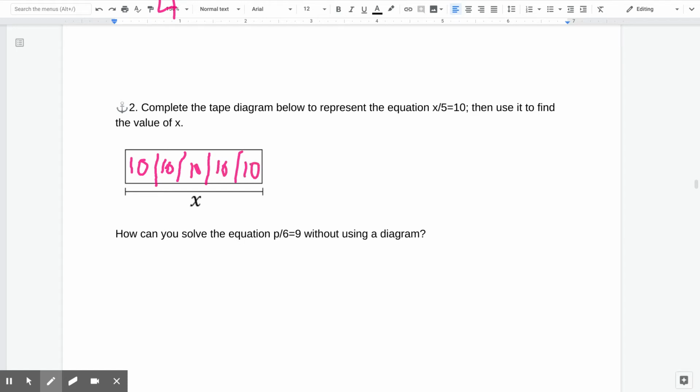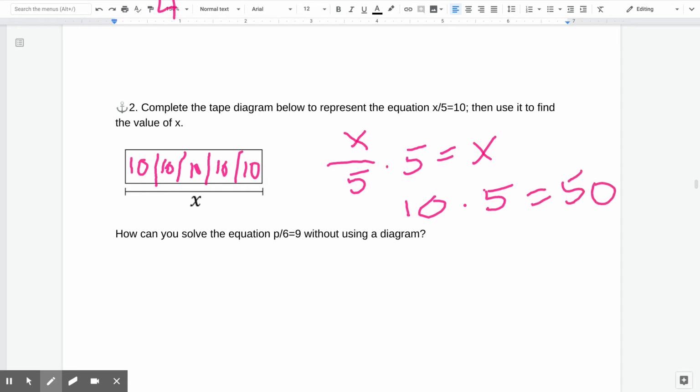So now I can see that if I take 10 times 5, I will get the value of x. So in other words, I have to take x divided by 5 times 5 to find what x is. And on the other side, I have to take 10 times 5 to get that x is 50.